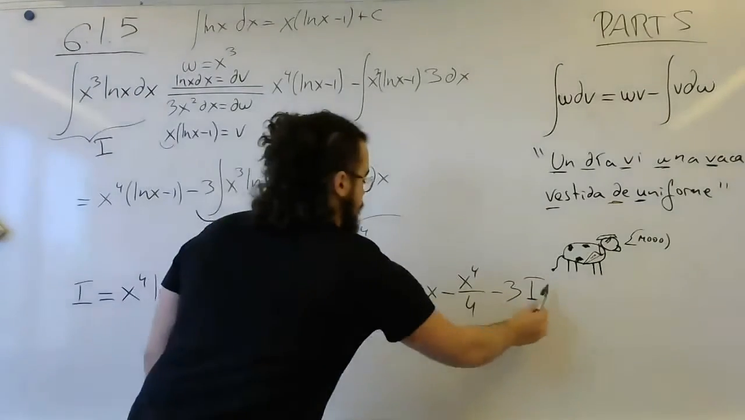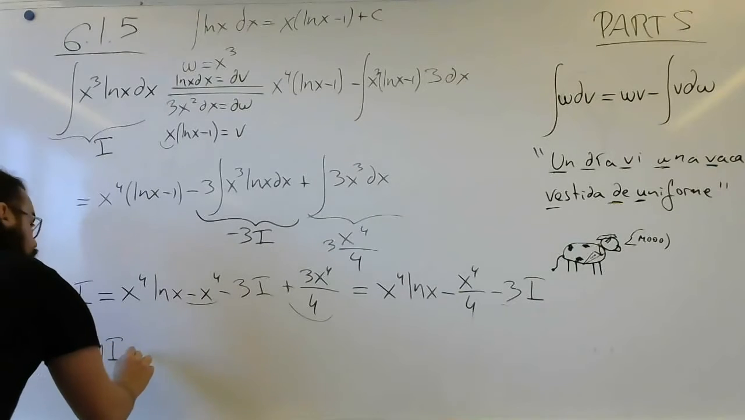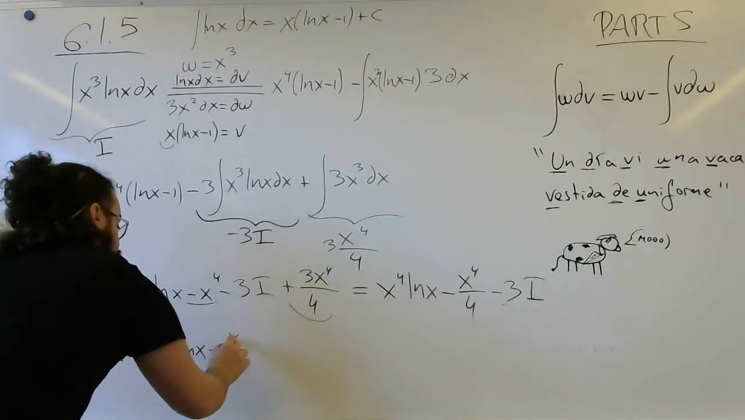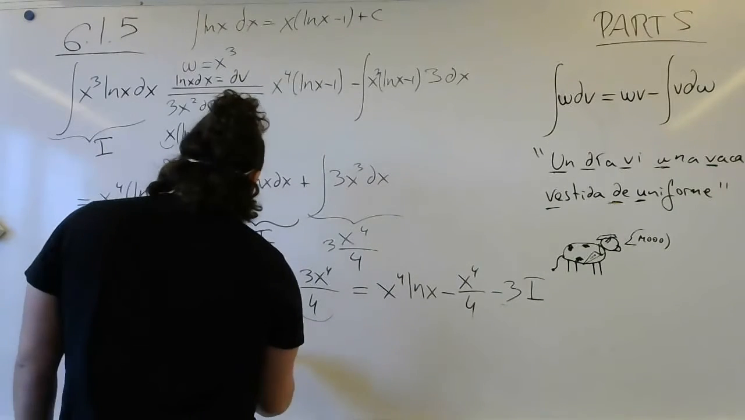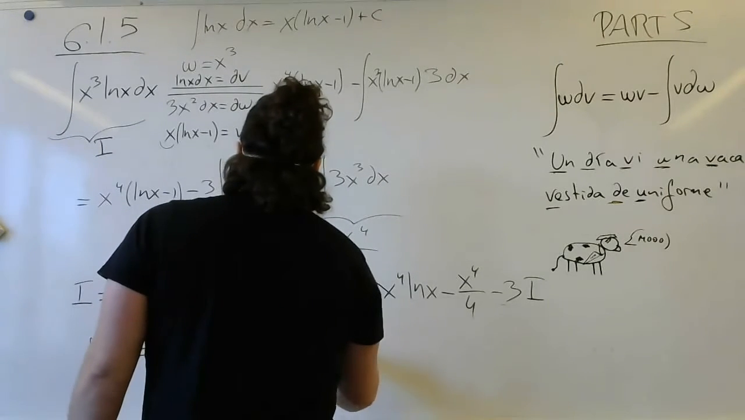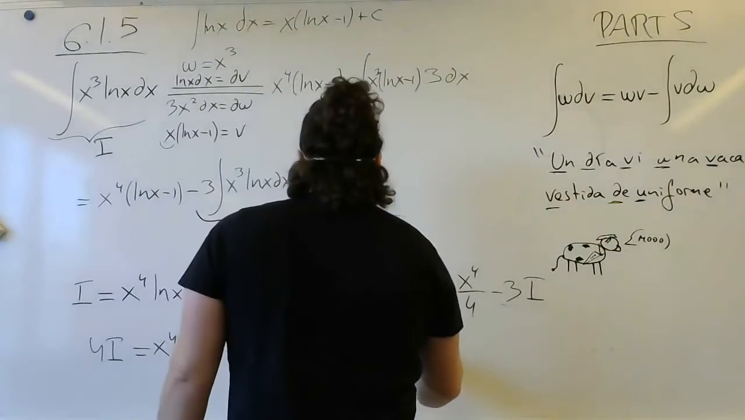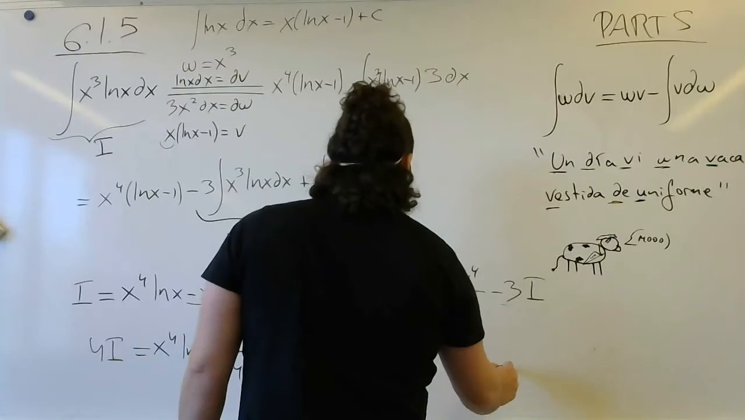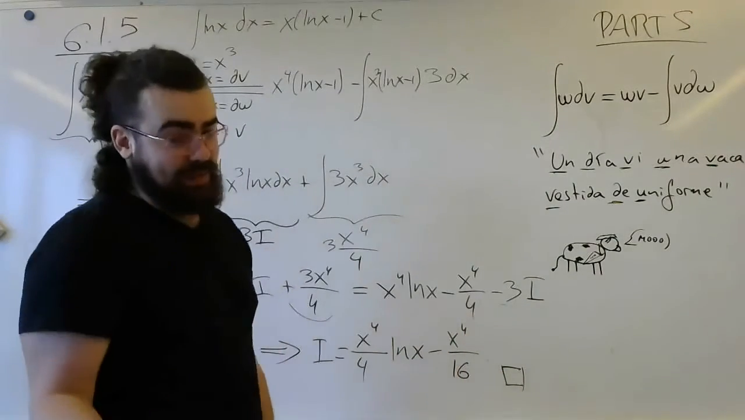If you move the 3I to the other side, what you get is 4I equals x to the fourth logarithm of x minus x to the fourth over 4. Now divide by 4 at both sides, and we have that our integral is x to the fourth over 4 times logarithm of x minus x to the fourth divided by 16. So we found it. We found it anyways.